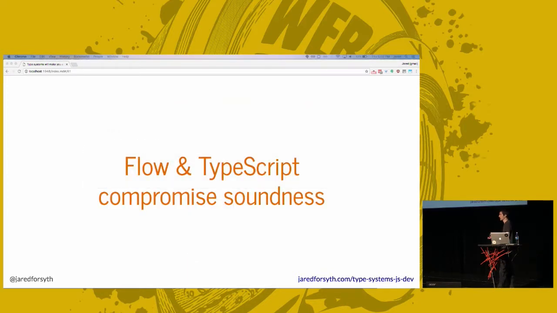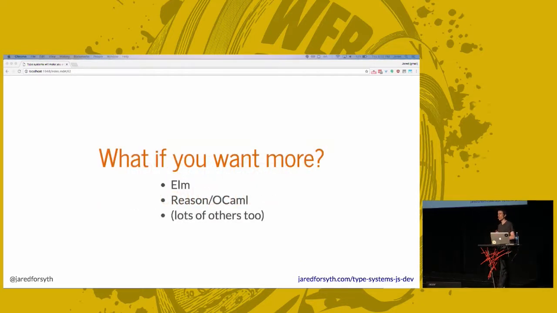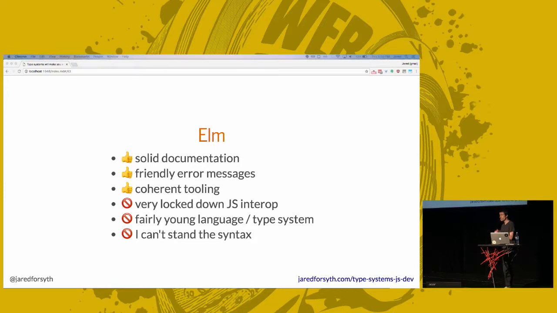So we've got these compromises in Flow and TypeScript. And I just wanted to touch briefly on what else is out there. Like, what if you want more? And the two things I'll talk about are Elm and Reason. Those are my favorites of the vast landscape, but there are many more if you are interested. And the things that Elm has going for it is really good community, really good documentation.